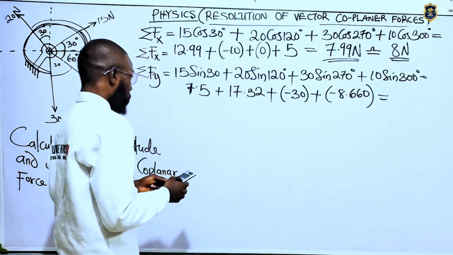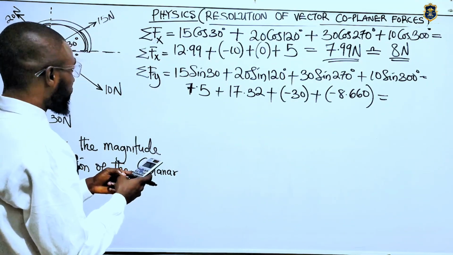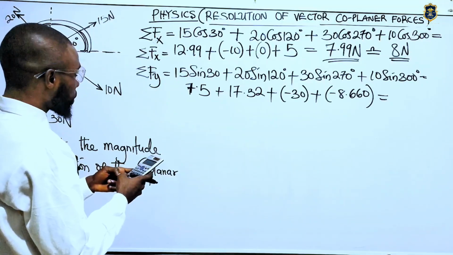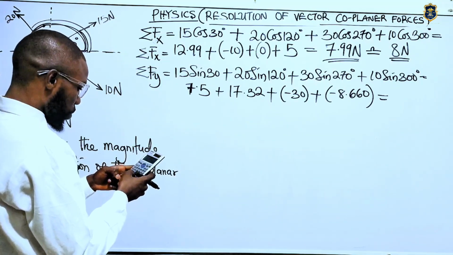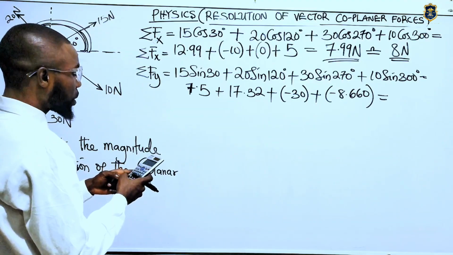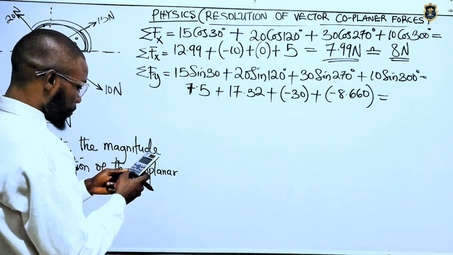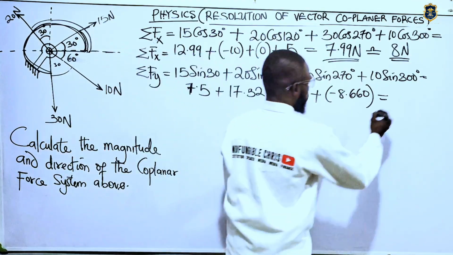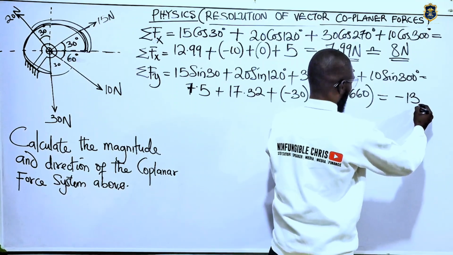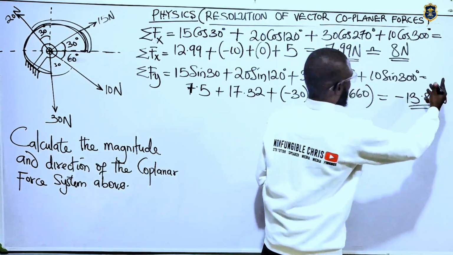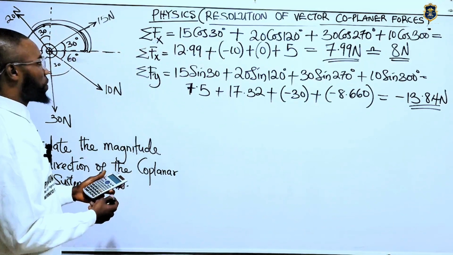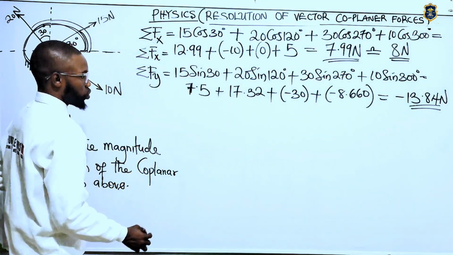So let's add to see what we're going to get. So we have 7.5 plus 17.32 minus 30 minus 8.660. By doing that, we had minus 13.84 Newton. That's what we have. Alright, so we now have our x and y axis. So we'll draw a line.